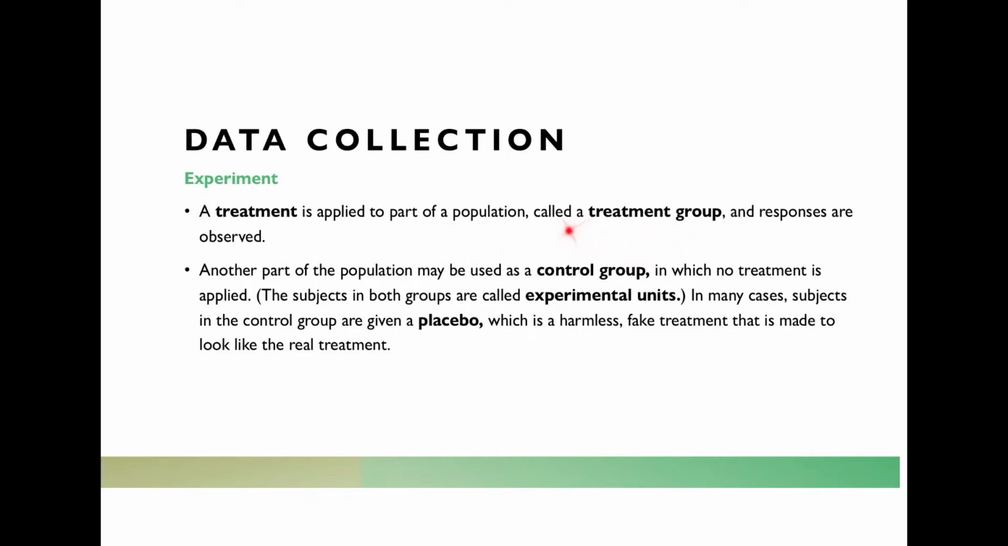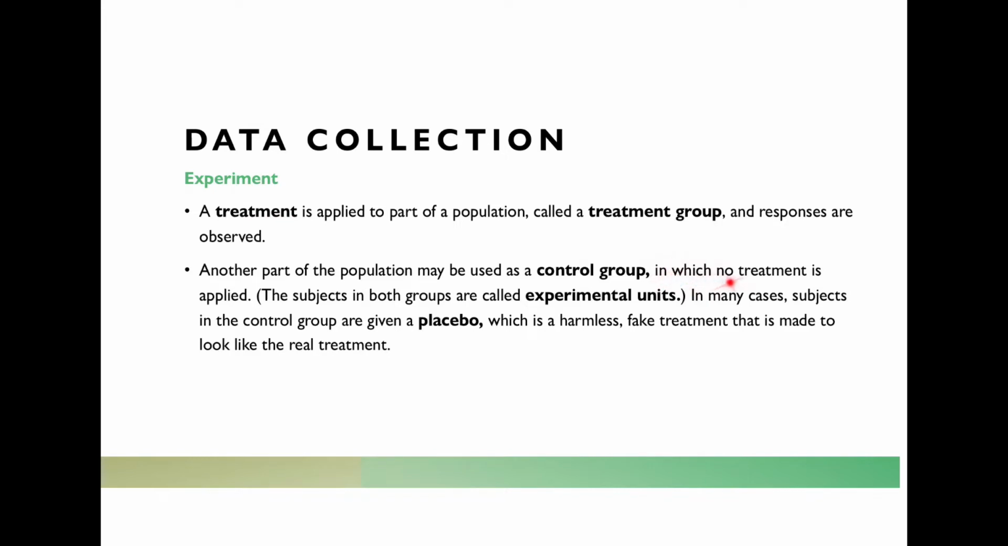And so we call the group that receives the treatment our treatment group, and we see how our population responds to that treatment. With a treatment being applied to a group, it's also important for us to actively have another group who is not receiving a treatment. The part of the population that is not receiving the treatment is called our control group. That's kind of our neutral population. It's the one that we're going to compare our treatment group to.